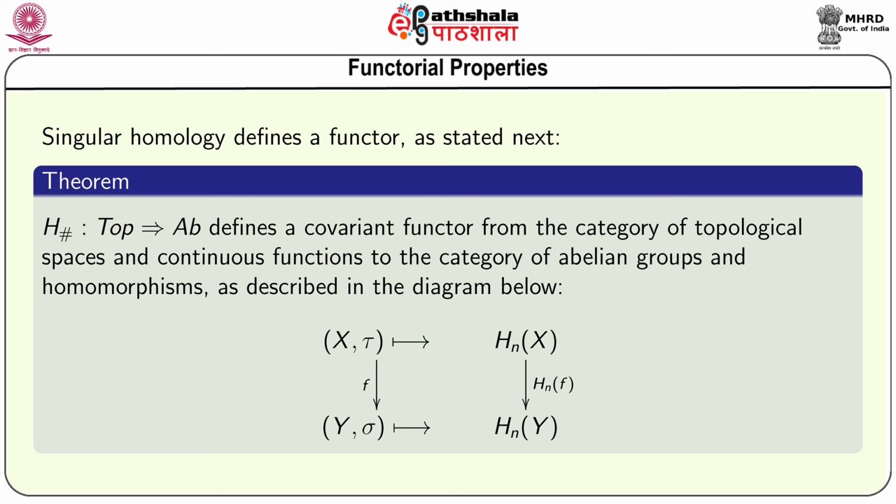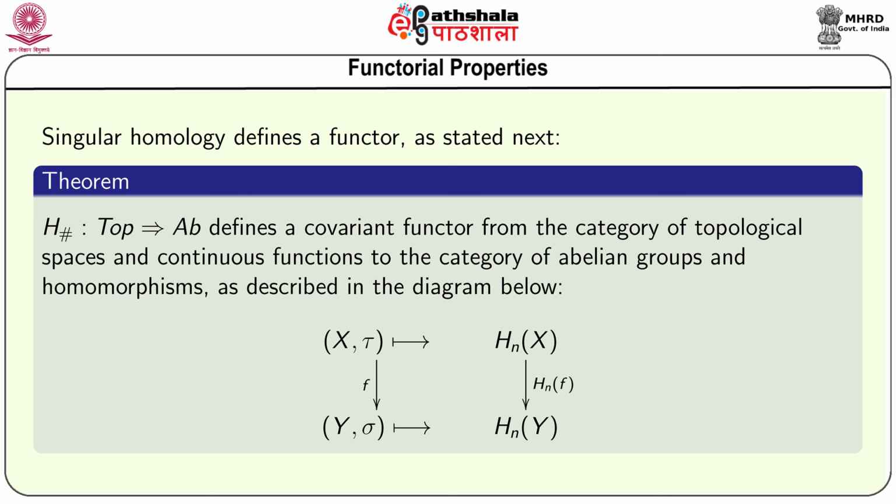So, from these two functorial properties, we can state this theorem: singular homology defines a covariant functor. We denote the functor by H sharp, which takes the objects of Top to the objects of the category of abelian groups and homomorphisms. So, if I take X with topology tau, a member of Top, that will be assigned to Hnx for each n, and for Y with topology sigma belonging to Top, we assign that to Hny, a member of AB.